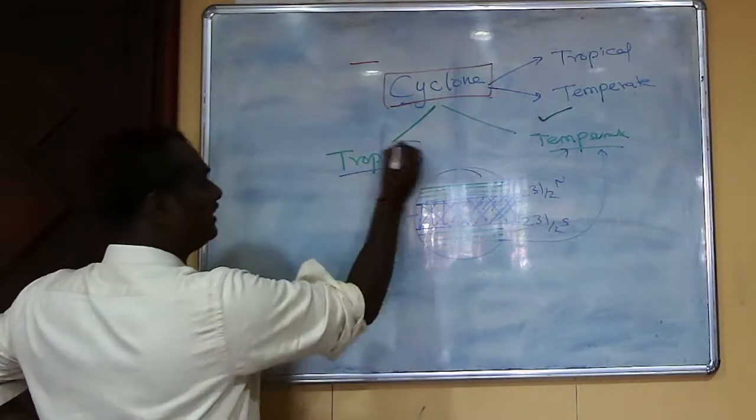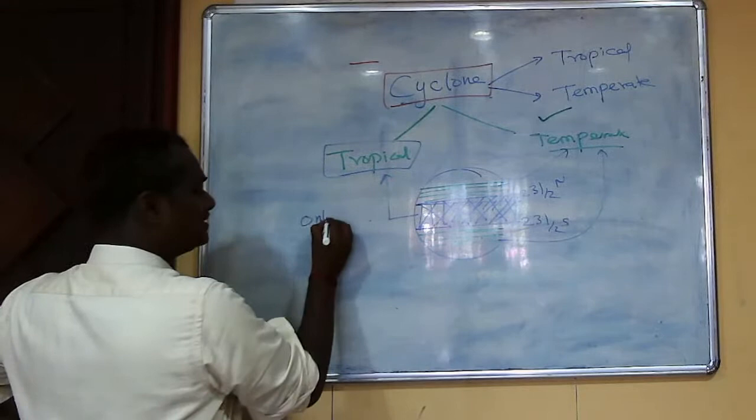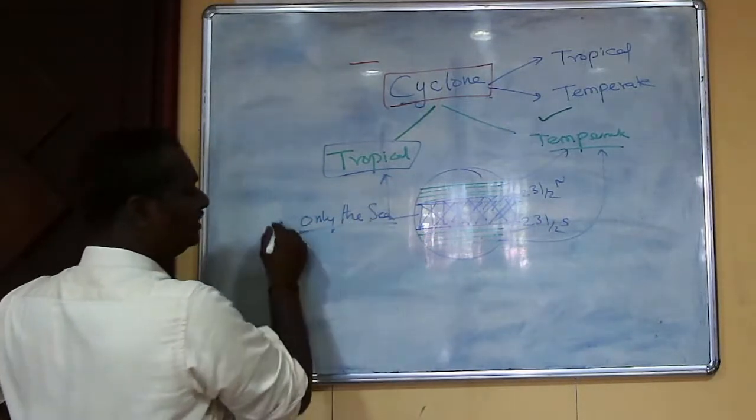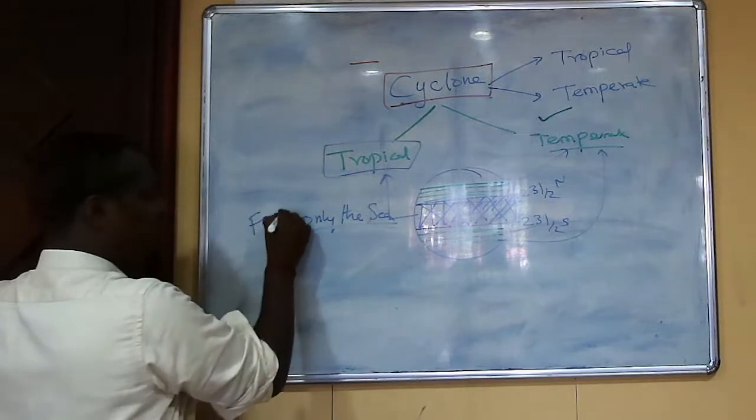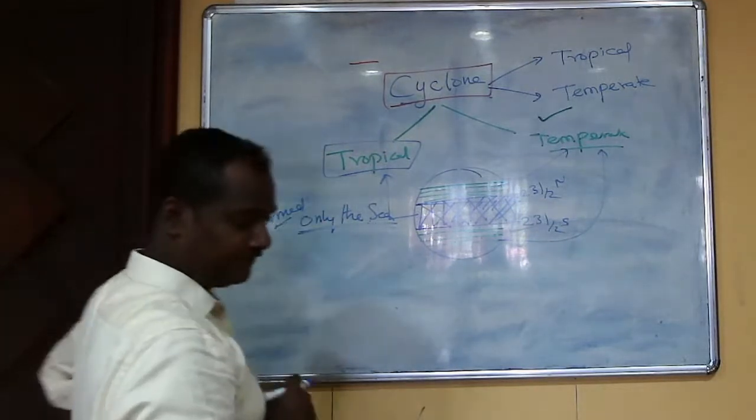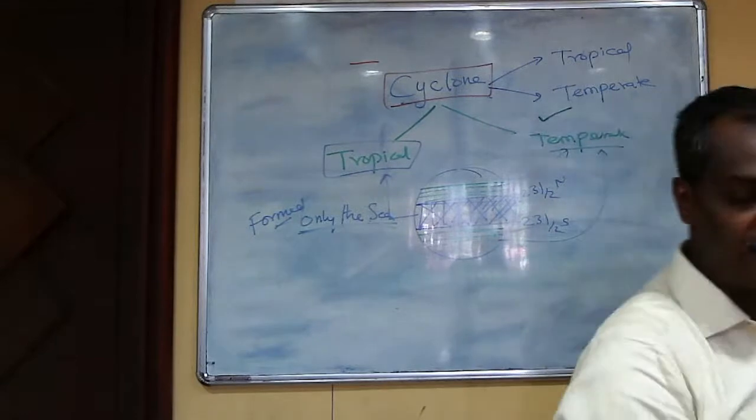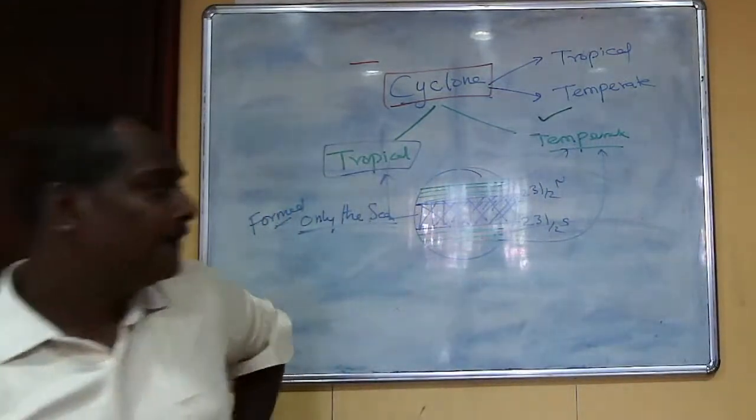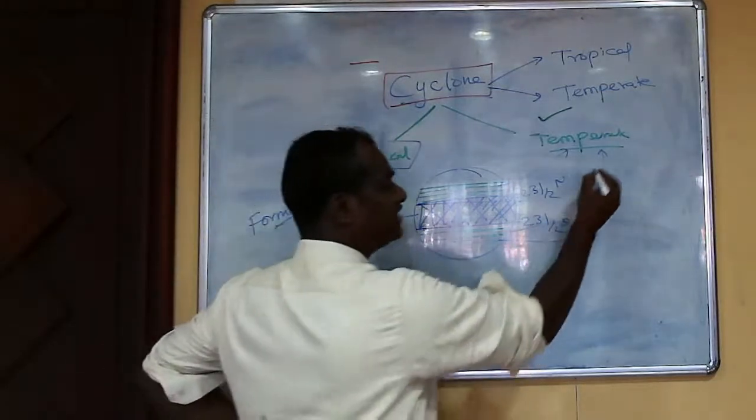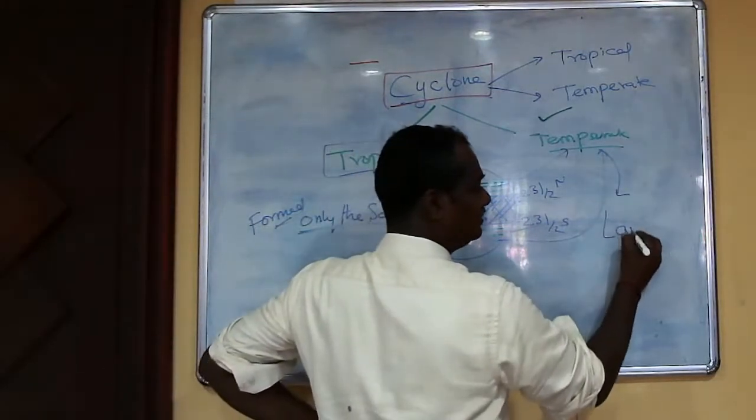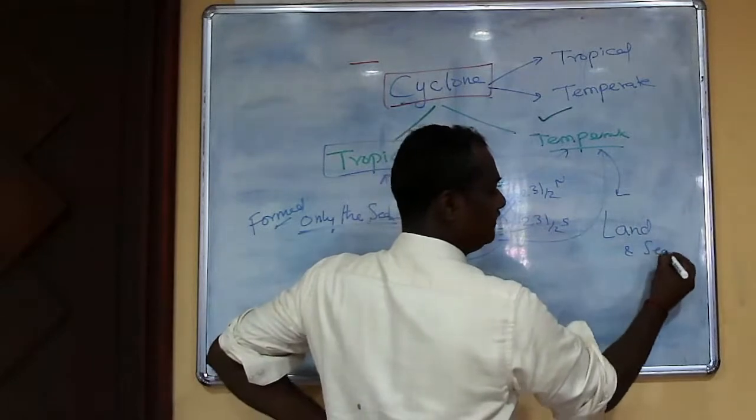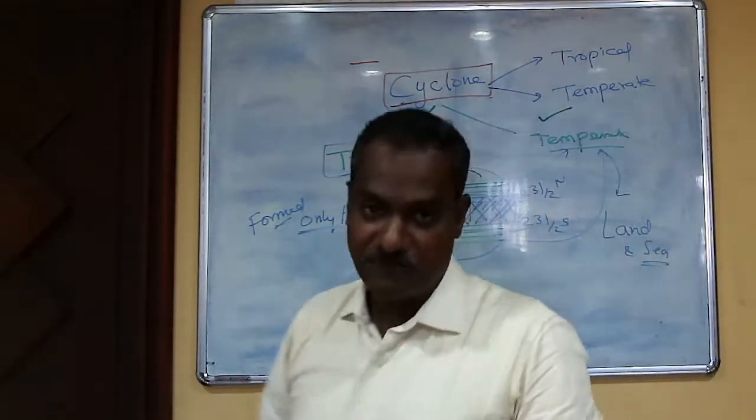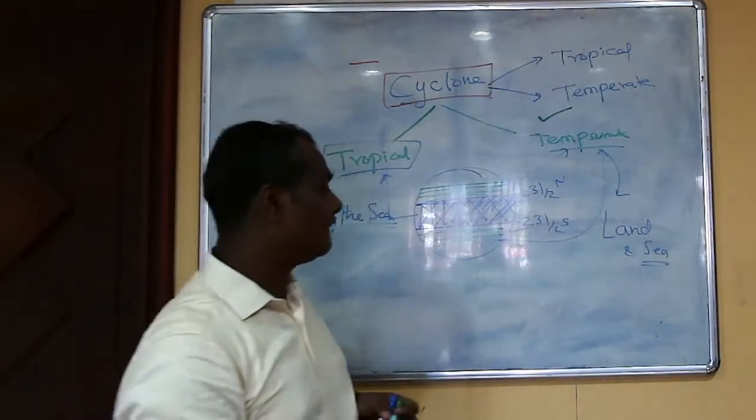The second thing is that a tropical cyclone is formed only in the sea. It is not formed on land. Whereas a temperate cyclone is formed on land as well as in the sea.